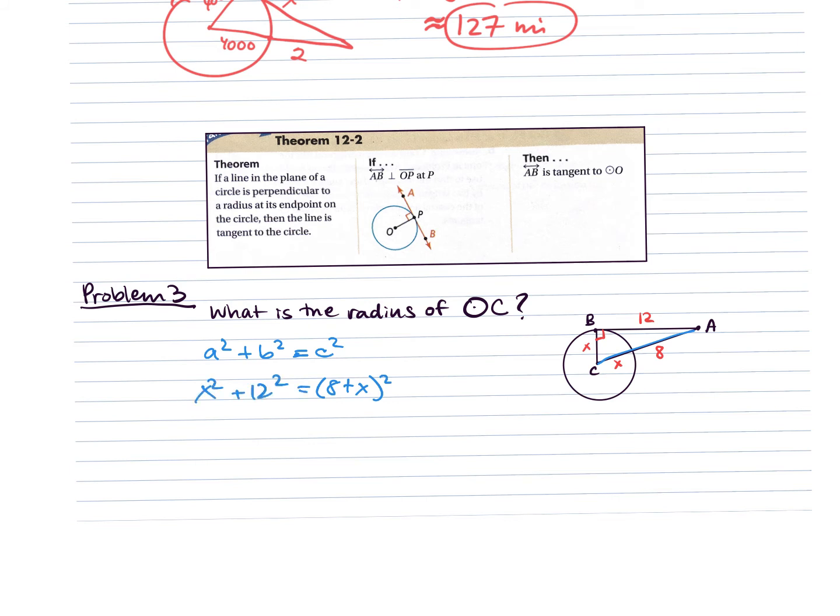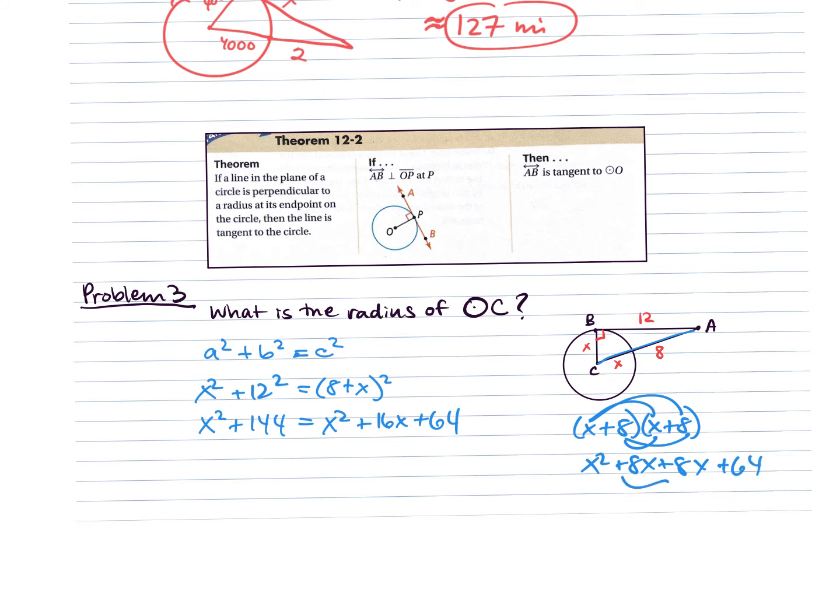So we need to get x alone. This is an algebra 1 problem. This becomes 144. When we square this, this becomes x squared plus 16x plus 64. That is because x plus 8 times x plus 8, if you FOILed it, the first 2 is x squared, the outside 2 are 8x, the inside 2 are 8x, and then the last are 64. And then these together become 16x. So gotta brush off that algebra 1.